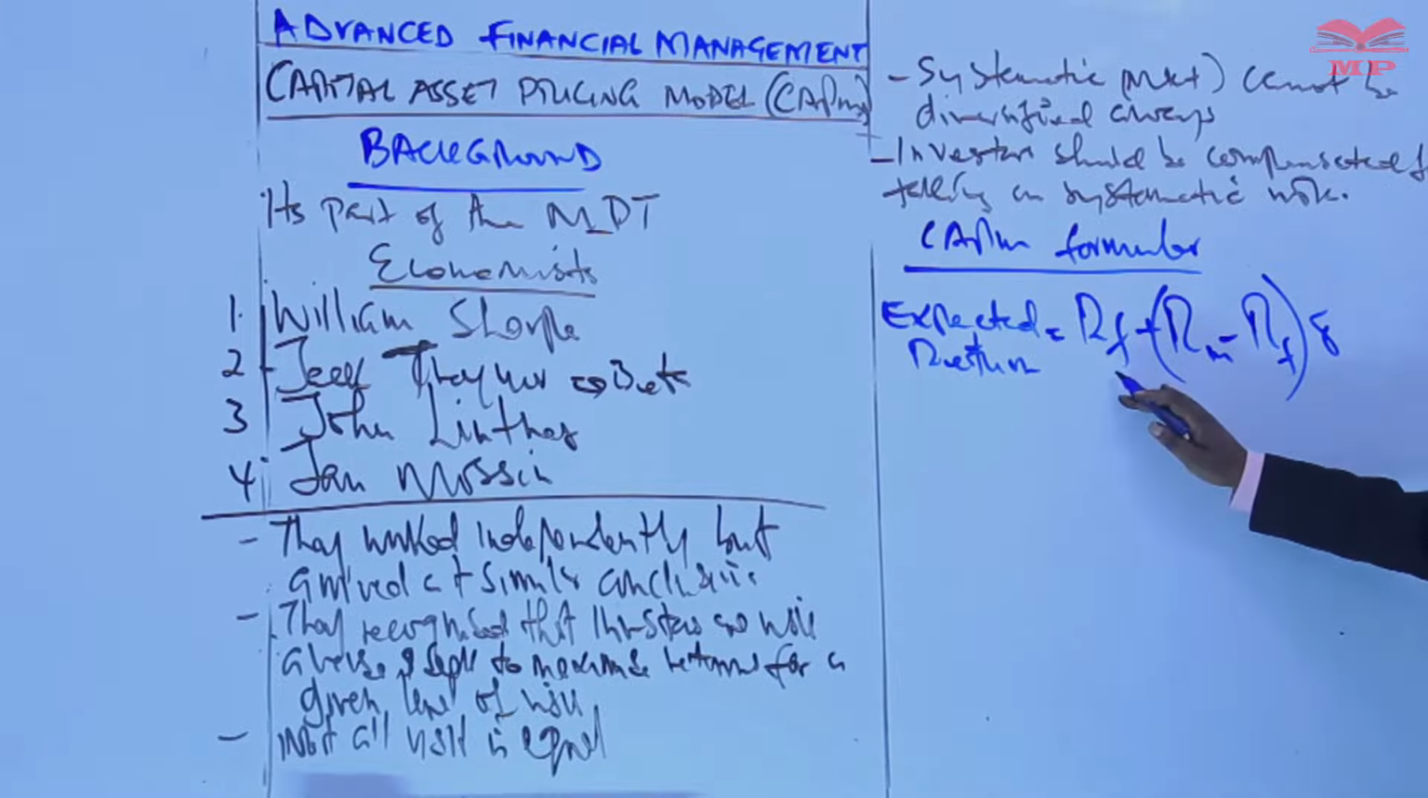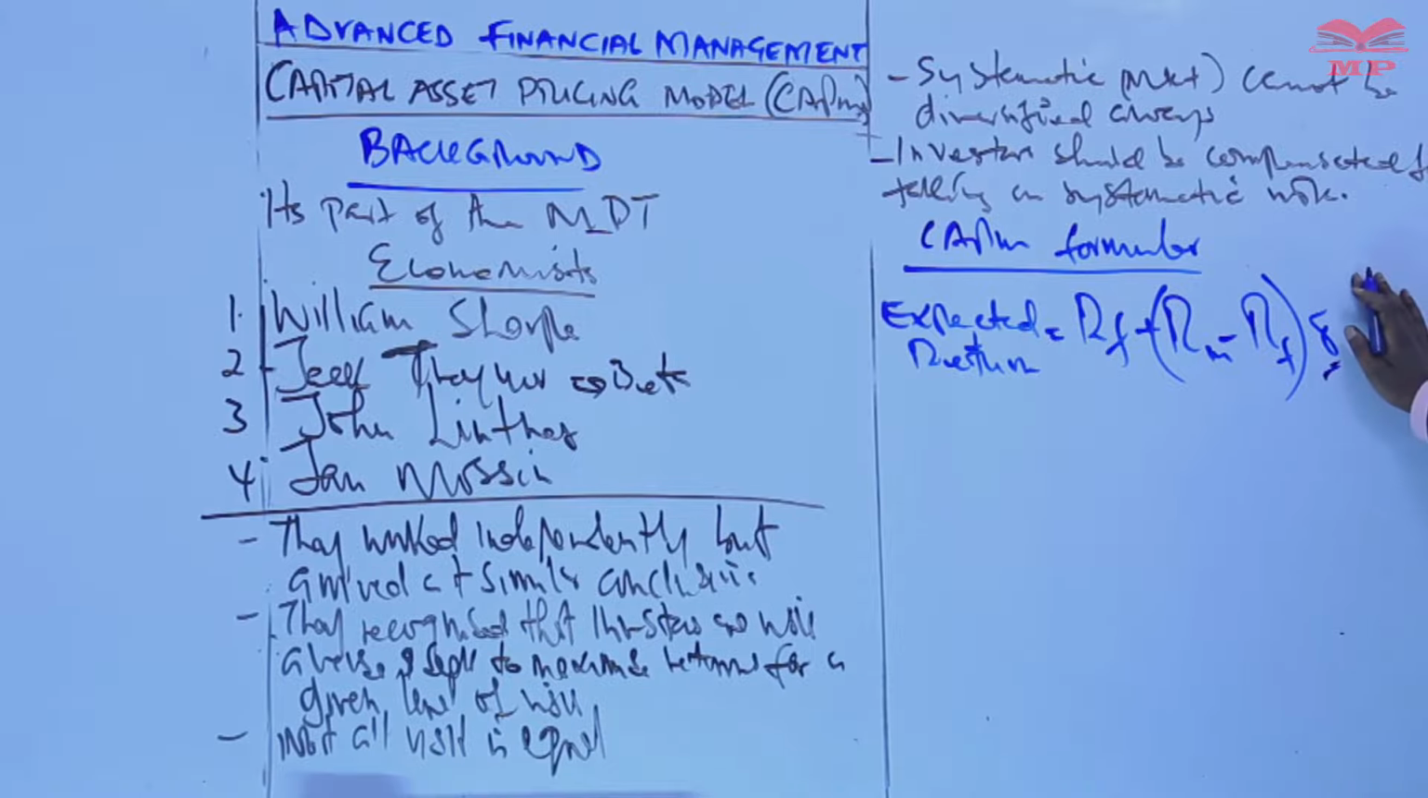So the risk-free rate is the theoretical rate of return of an investment with zero risk, often represented by the yield of a government bond, or bill. Then you have beta, which is a measure of an investment's sensitivity to market movements. Beta is a measure of risk.